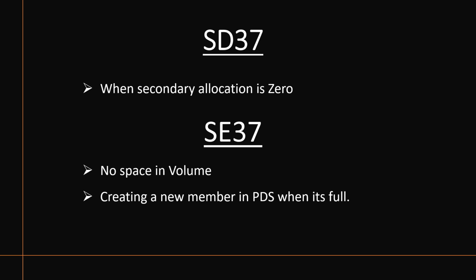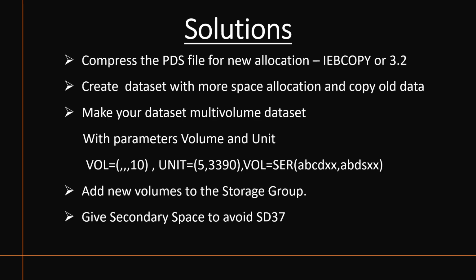Mostly the solutions are the same as SB37, that is B for book, but SD37 will have a different solution. So I'll tell you the solutions we use to fix SD37 and SE37. Here are some of the solutions if we get SE37 or SD37. When you get SE37 where there isn't enough space in the member in the PDS file, then you have to do a compress on it.